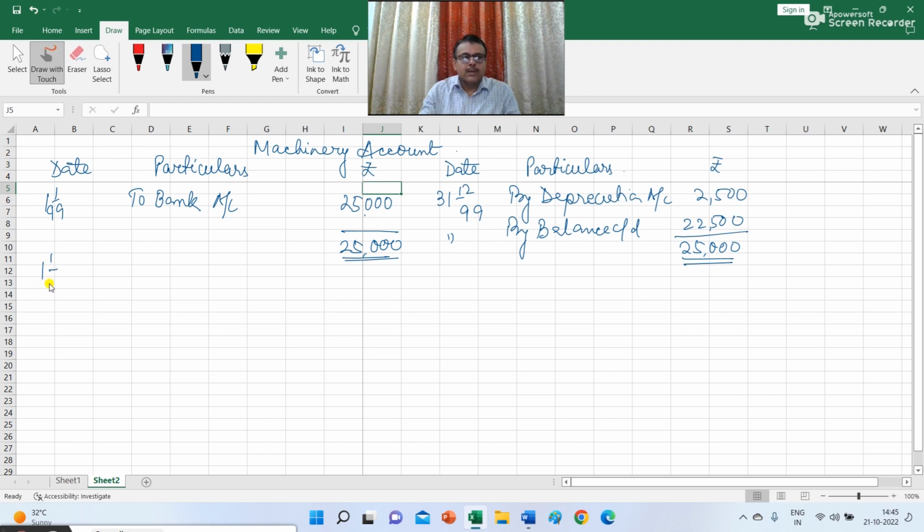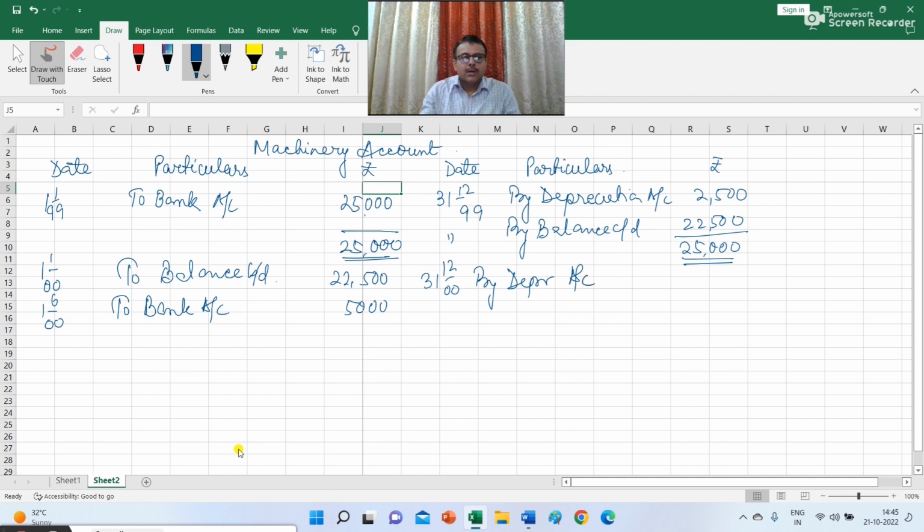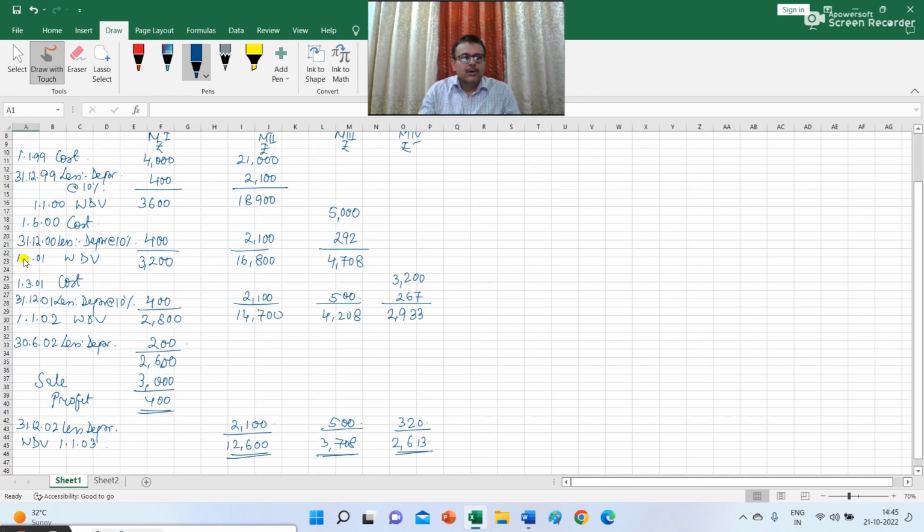So on 1st January 2000, to balance BD, is 22,500, and on 1st June 2000 machinery was purchased for rupees 5,000. And again on 31st December 2000 you need to charge depreciation. And what is the amount of depreciation? On 31st December 2000, 400 plus 2100 plus 292. So 2792 is the amount of depreciation charged on 31st December 2000.